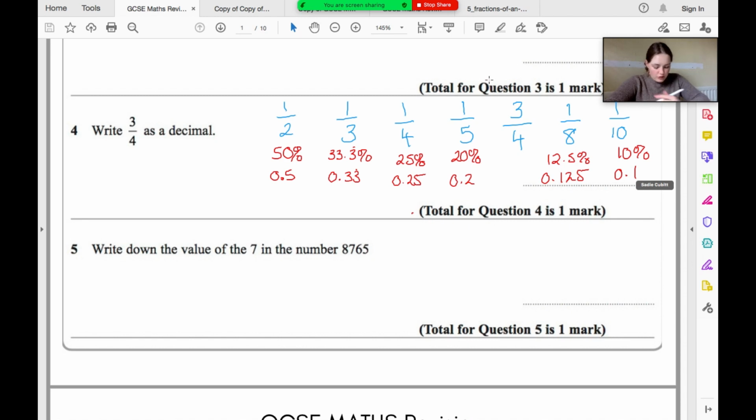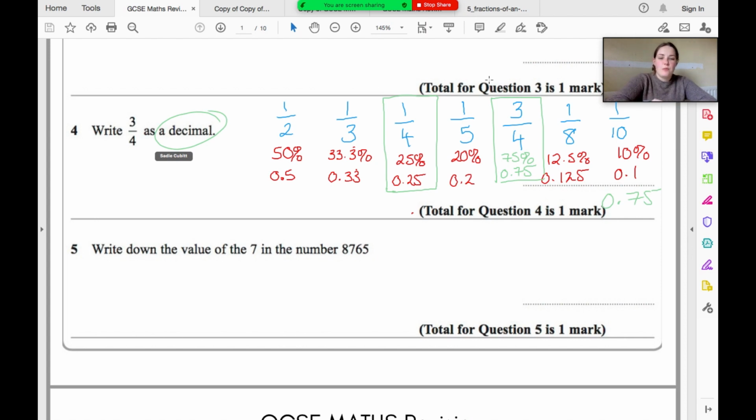Okay, so what we need to do here is, if we know that 1/4 is 25%, then 3/4 is 3 lots of that. So that would be 75% or 0.75. So that would be our answer, 0.75 in this case, because it wants it as a decimal. If we break something into quarters, one of those quarters would be worth 25%, and 3 of them would be 3 lots of 25, which is 75.